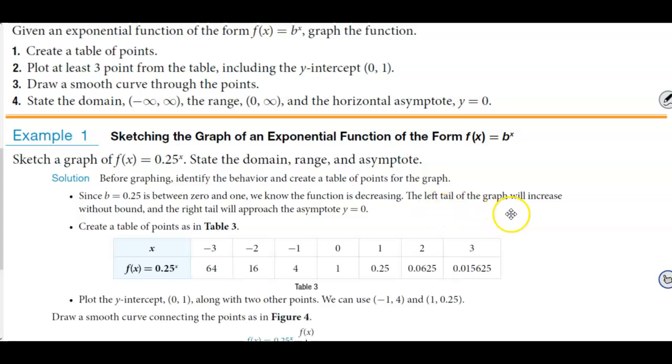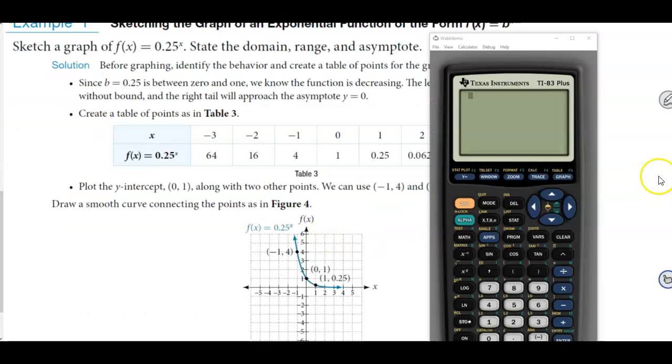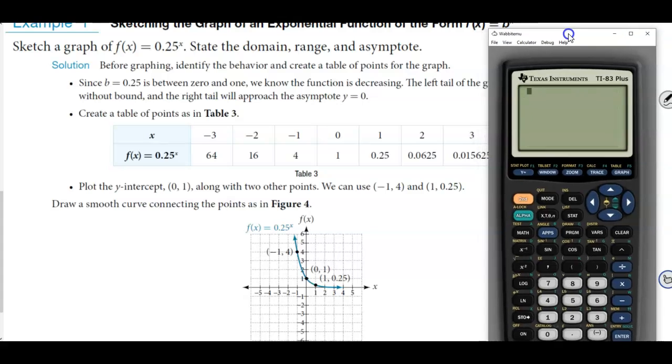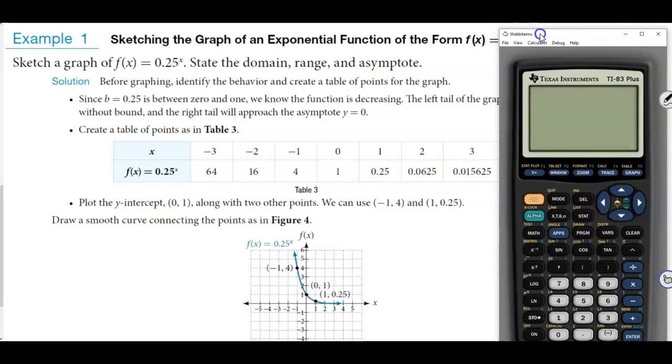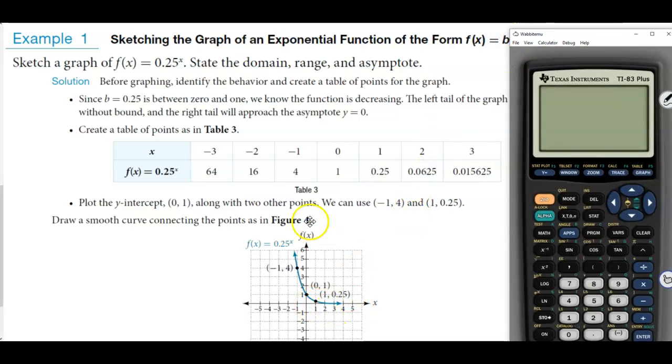So the left tail of the graph will increase without bound, and the right tail will approach the asymptote y equals 0. Now we're going to create a table of points and pick our values for x: negative 3, negative 2, negative 1, 0, 1, 2, and 3. We plug in each value for x and find the output. On the calculator, we put in parentheses the base, 0.25.